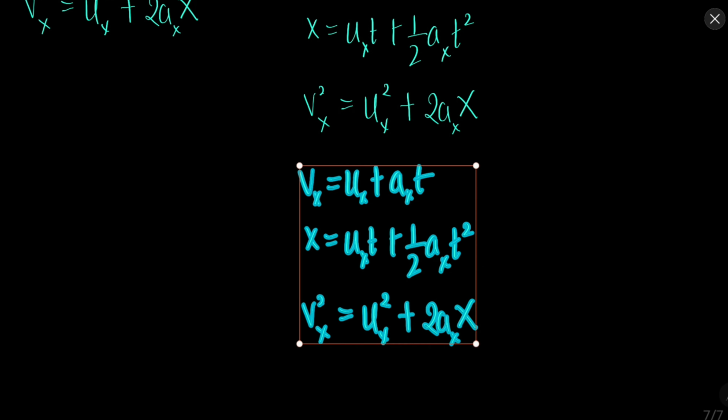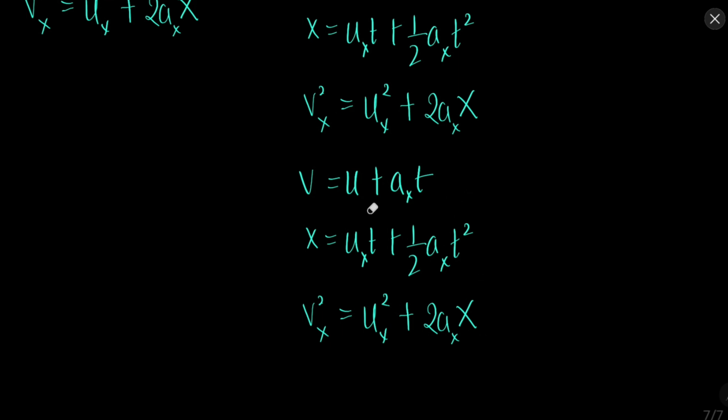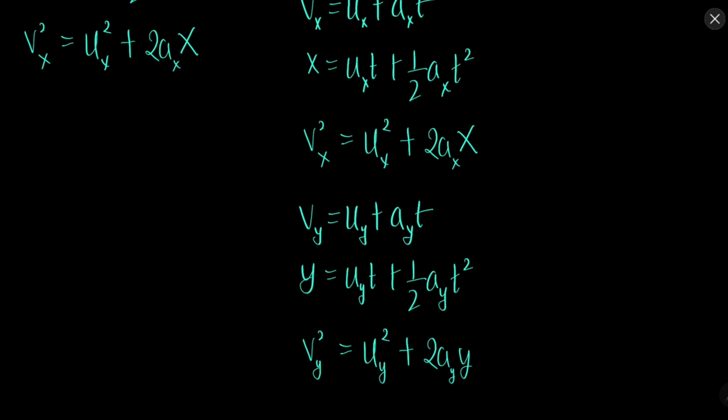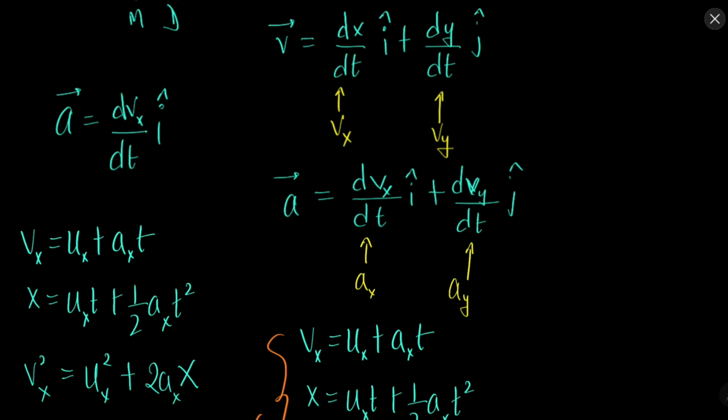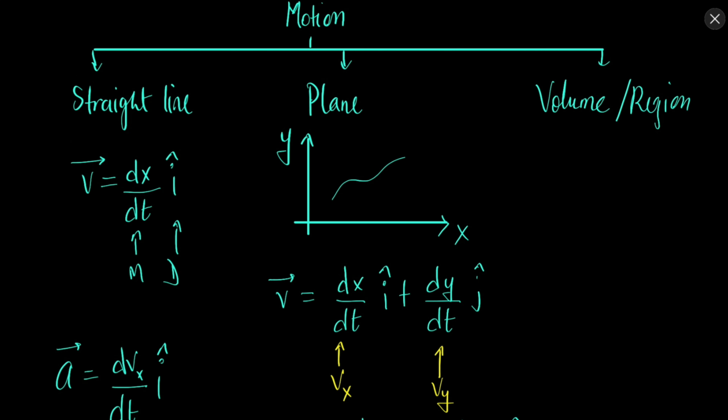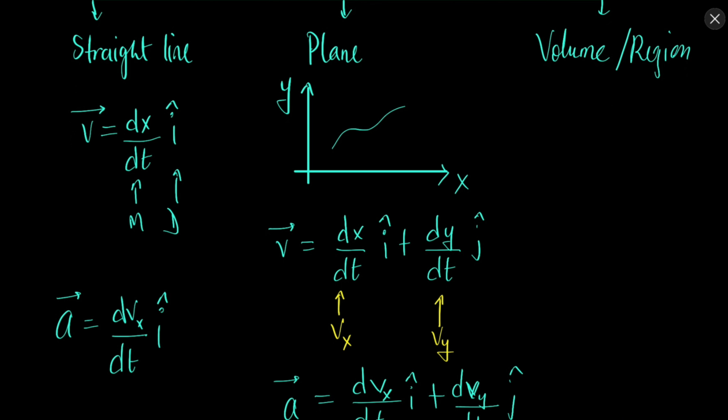So let me just remove all the x's and write y at the place, okay. So this set of equations is for the x axis, this set of equations is for the y axis. Now what will happen in 3D? Hopefully I do not need to tell you, the same thing will happen here. It's just that we will write three equations, x, y and z.